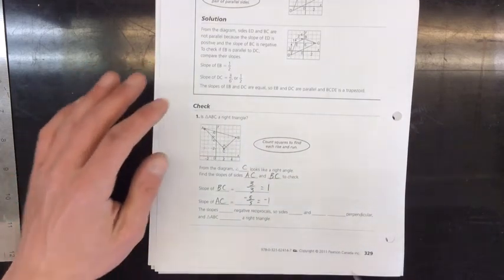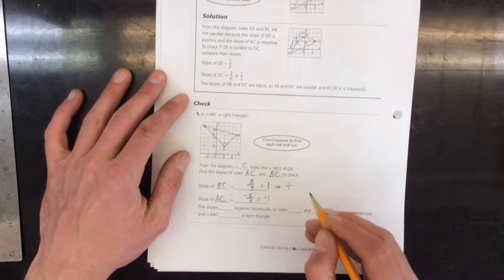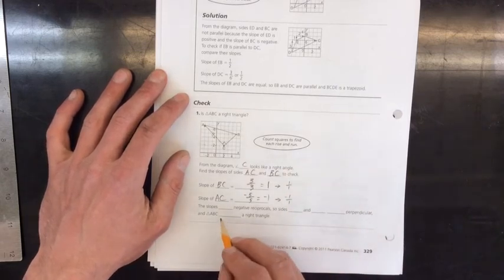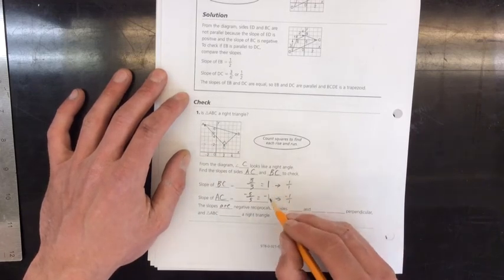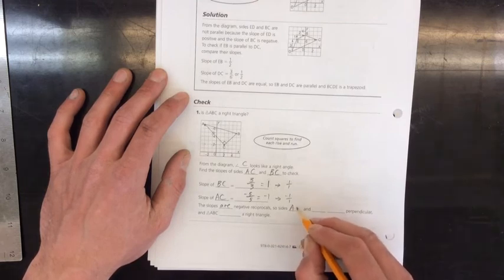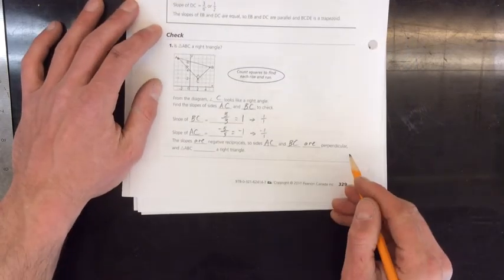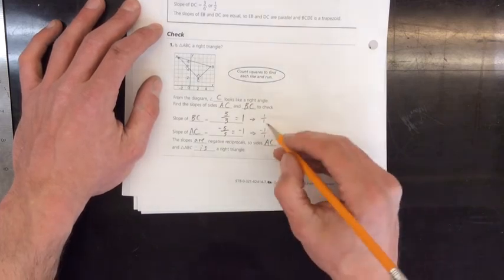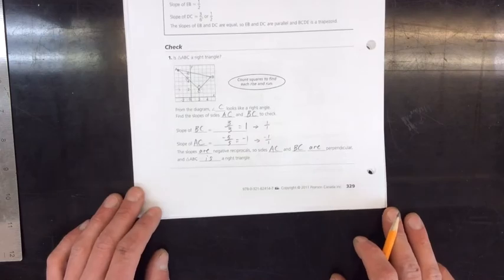Now, it may seem like these aren't negative reciprocals, but remember, this is like 1 over 1, and this one is like negative 1 over 1. So the slopes are actually negative reciprocals, because 1 times negative 1 equals negative 1, so sides AC and BC are perpendicular, and ABC is a right triangle based on the fact that 1 and negative 1 are negative reciprocals. So that's perpendicular lines.